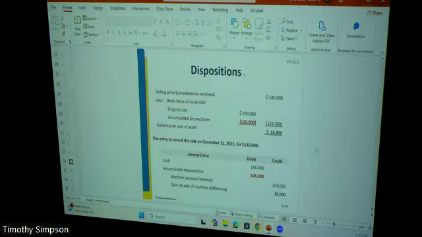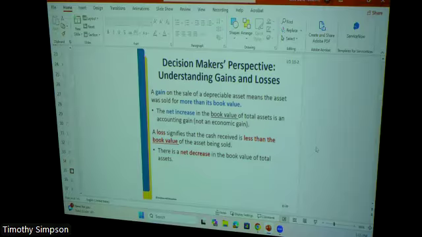All right. Now let's talk a bit about what this really means, because I think it's important. I like the way the authors broke this out and specified what's happening here. When we talk about a gain, we're simply saying that we sold the asset for more than its book value. And again, I know I'm a broken record when I keep talking about the differences between book value and fair market value. Fair market value is what this asset might be worth in an exchange among unrelated parties, what's called an arm's length transaction.